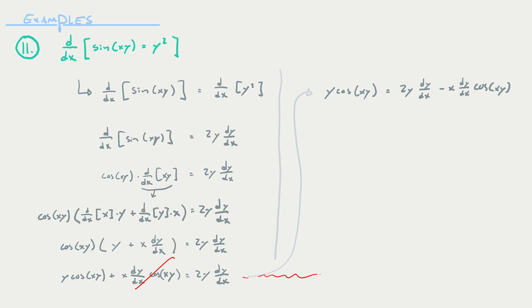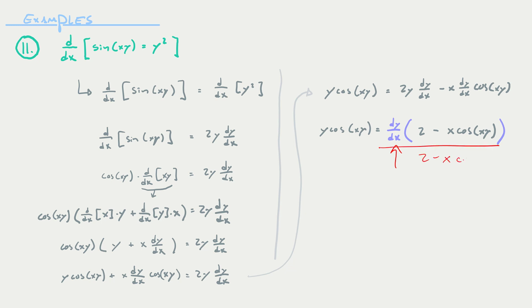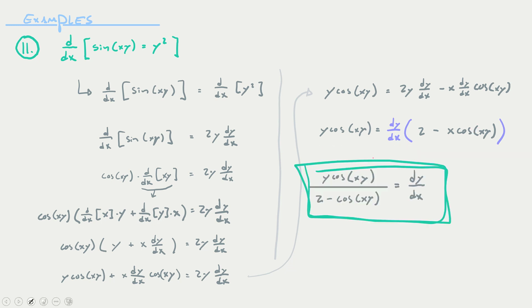And then I'm going to notice, well, look, these two things have a dy/dx in common. So let's factor it out. And then I'm trying to get this by itself. So let's just divide both sides by this 2 minus x cosine xy stuff to cancel that. And whatever I do to one side, I have to do to the other side. So here you go. Here's the derivative: y cosine xy divided by 2 minus x cosine of xy.